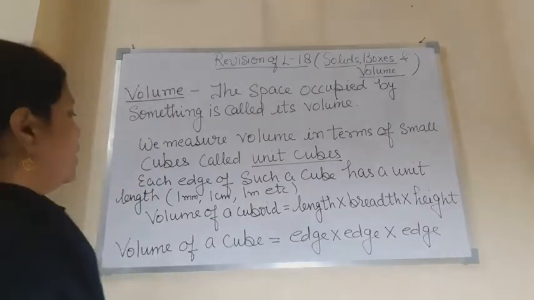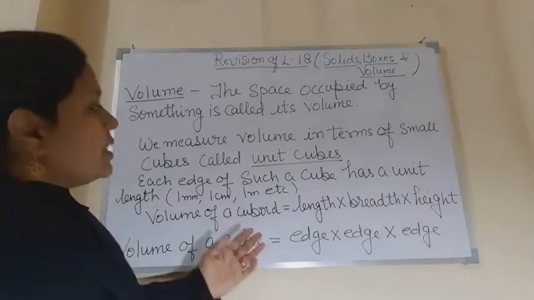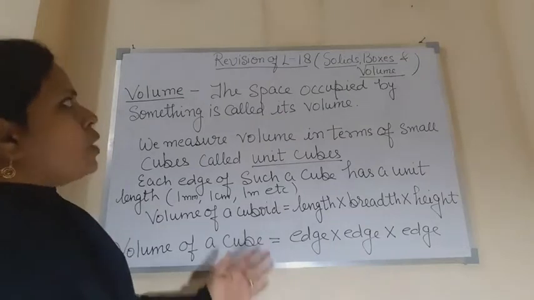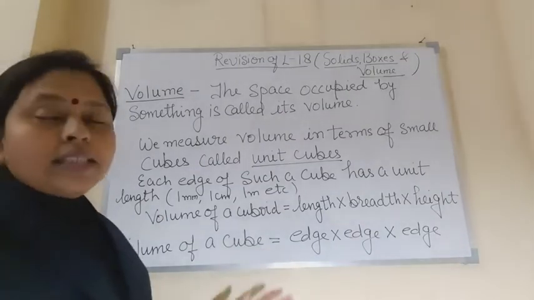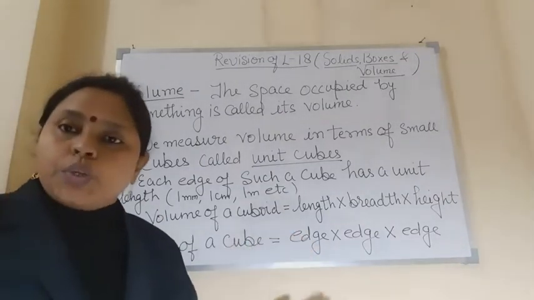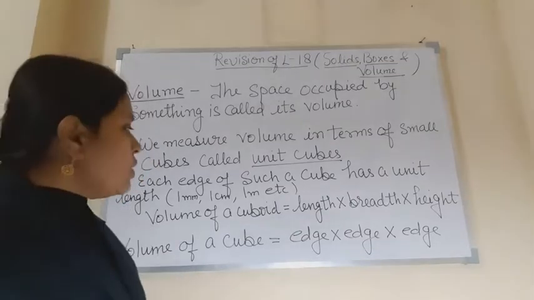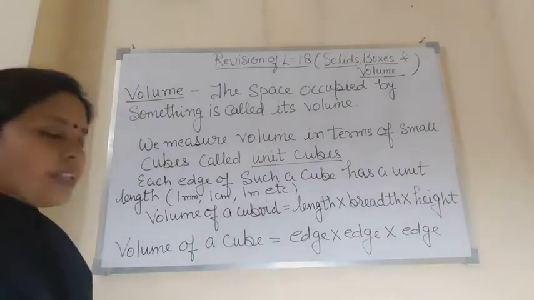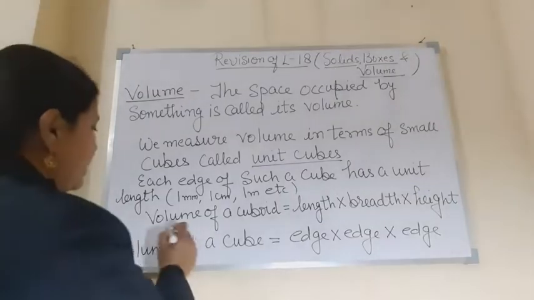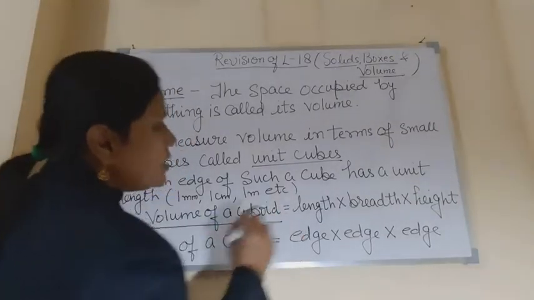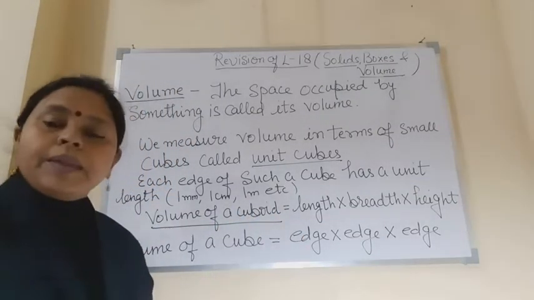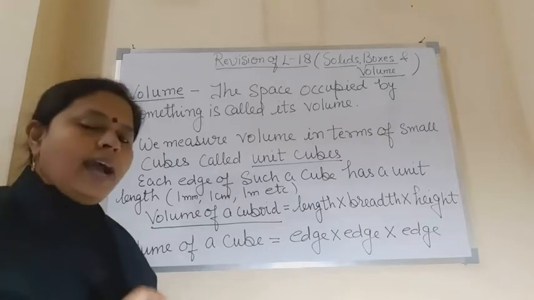So now let us come to the solid with a regular shape, that is cube and cuboid. So first of all, let us see how do we find the volume of a cuboid. Well, the volume of a cuboid is equal to length multiplied by breadth multiplied by height.